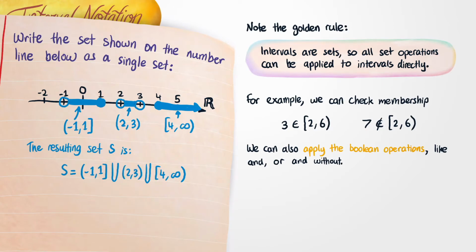So therefore, we can say that the set S is the interval from -1 to 1, or from 2 to 3, or from 4 to infinity, with all of these brackets set as they should be set. Okay, well this problem was actually pretty straightforward, because we have a bunch of disjoint sets that don't overlap at all. But I want to give you another problem that's a little bit more complicated.